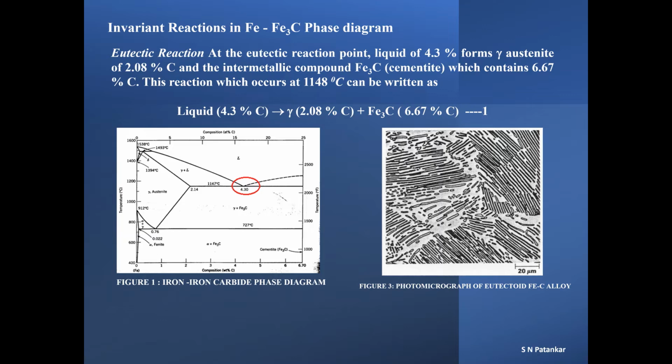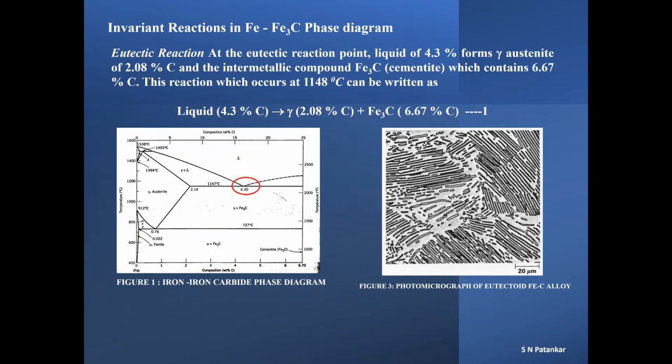As per the chemical equations seen here, liquid with eutectic composition when cooled below 1147 degrees C results in alternate fine structures of gamma austenite containing 2.08% C and the intermetallic compound iron carbide or cementite. The location on the phase diagram where the eutectic reaction is likely to occur is marked with a red circle. The microstructure of the material following the eutectic reaction can be seen in Figure 3.